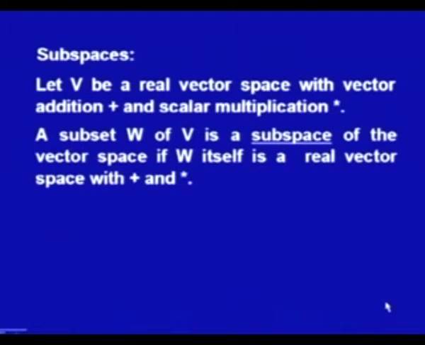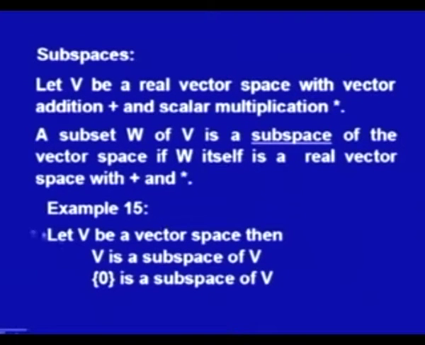Now, the next topic is subspaces. So, first the definition of subspaces. Let V be a real vector space with vector addition plus and scalar multiplication star. Then a subset W of V is a subspace of the vector space if W itself is a real vector space with respect to the two operations plus and star.